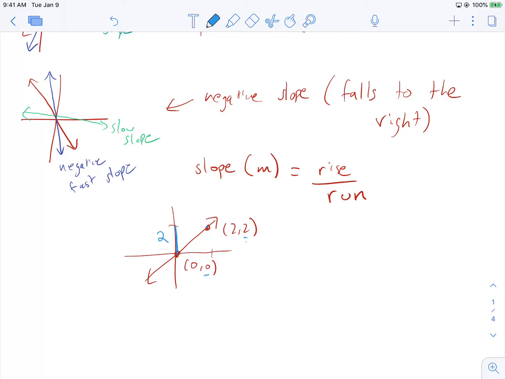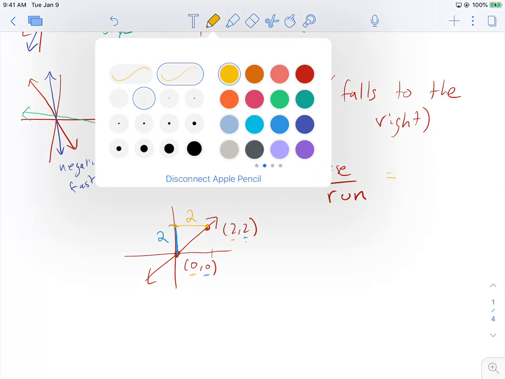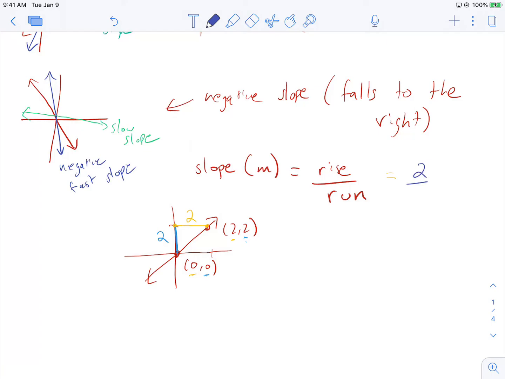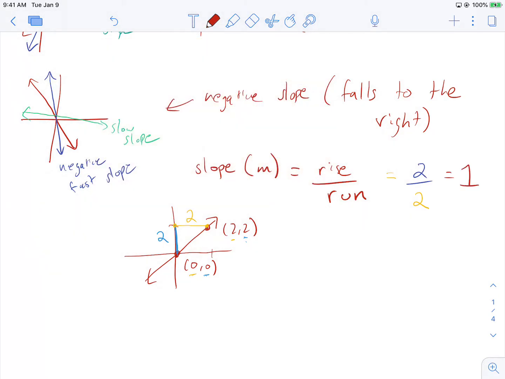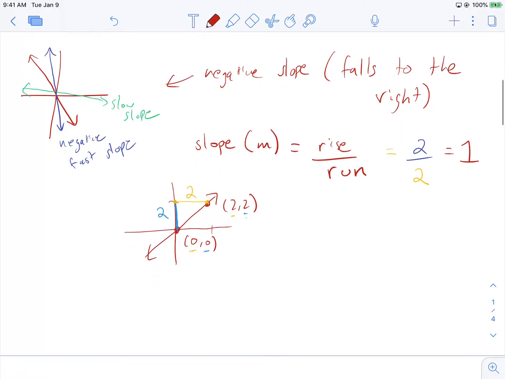And then what's our run? Well, our run is how far over we move. So from this point all the way over to this point. And how do we look at that? Well, here we look at our x coordinates. We started off at 0, we went to 2, so this thing also has a run of 2. So to calculate it, you take your rise, and our rise was 2, divided by our run, and our run was 2, which gives me a slope here of 1. Notice how it's positive 1 because it's moving up to the right. Makes sense. So that's a little bit about slope. We're going to get into it with a couple more examples in just a bit.